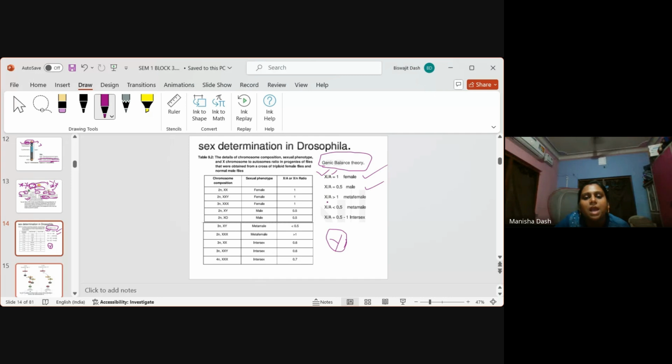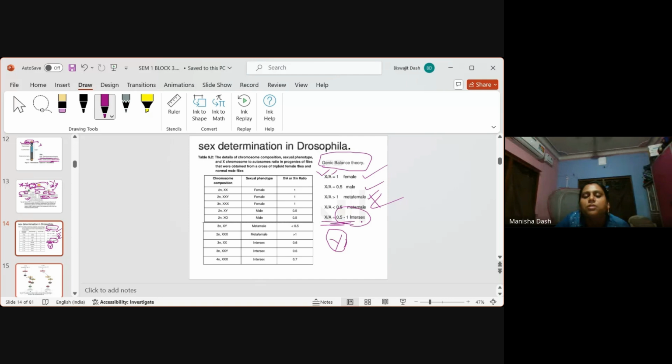as a male. And if it is more than 1, it will develop as a meta female, or sometimes also called a super female. And if it is less than 0.5, it will develop into a meta male, that is a super male. Now, if it falls somewhere between 0.5 to 1, then these kinds of flies will be referred to as intersex. The meta female and the meta male, or the super female and the super male, are highly unstable, and usually the flies with this kind of genetic makeup die. They are not able to survive. And the intersex will survive, but they will be sterile.